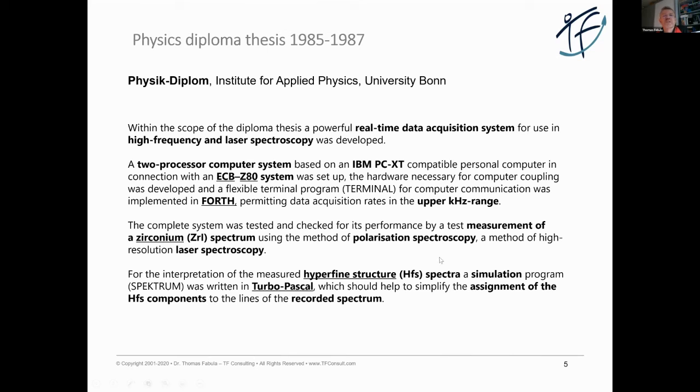So the thing was that I should build up a modern, at that time, PC XT, extended technology, coupled with a slave computer. And this was a Europa card bus system. So this was modular. And we decided to take FORTH because of the real-time capabilities. And we needed acquisition rates in the upper kilohertz range. And the thing was that I built up the system, we programmed it, and also made some measurements. And this was to verify the functioning of the system.